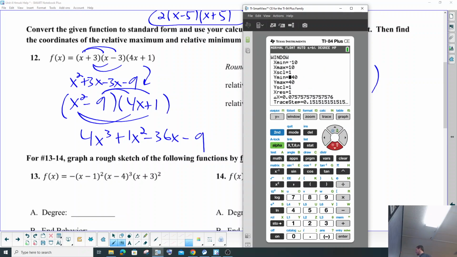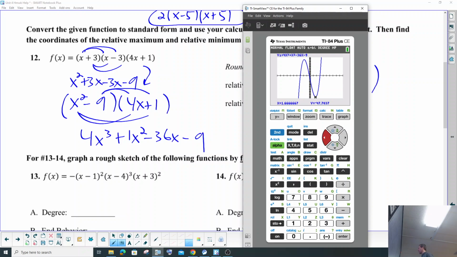And then to find the minimum, we've got to go even further down. That's ridiculous. So negative 50. We're going to trace way down there. That was the window where we fixed our window to do a y minimum of negative 50. And then let's see here.